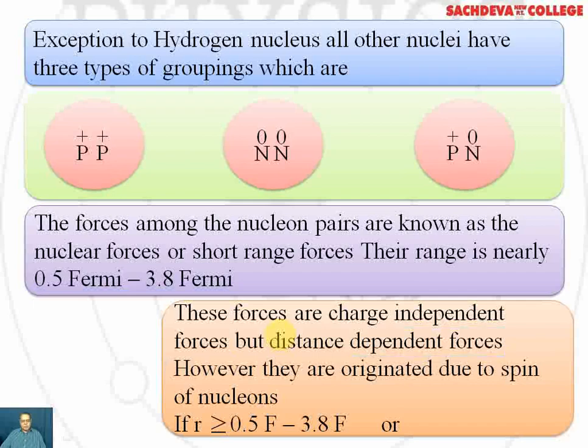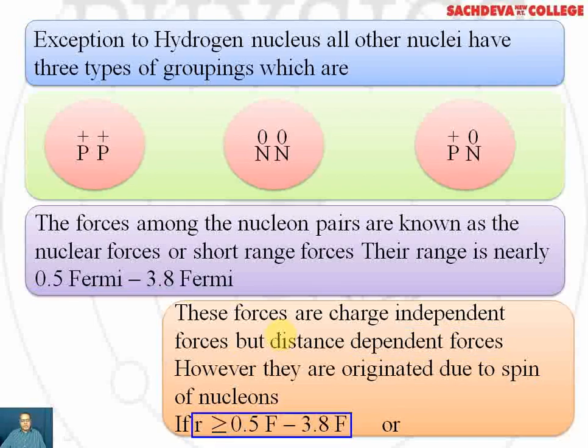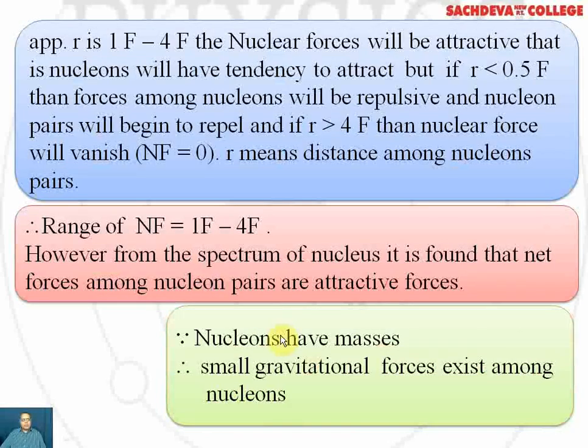However, they originate due to the spin of nucleons. If R is greater than or equal to 0.5 Fermi up to 3.8 Fermi, or approximately R is 1 Fermi to 4 Fermi, the nuclear forces will be attractive. That is, nucleons will have a tendency to attract. But if R is less than 0.5 Fermi, then forces among the nucleons will be repulsive and the nucleon pairs will begin to repel.